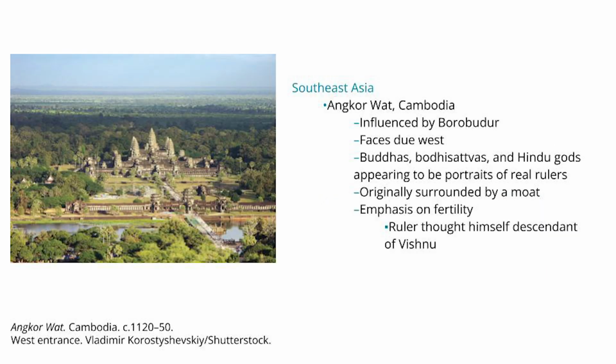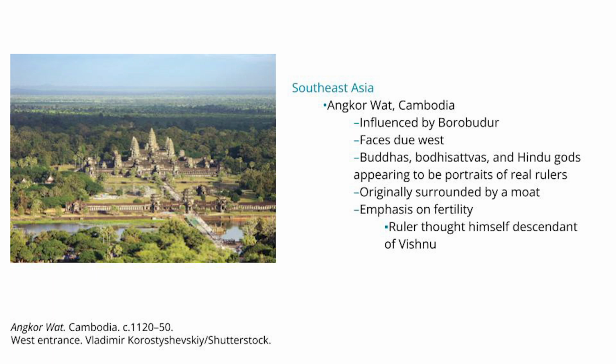Now let's talk about Angkor Wat, which is in Cambodia. This was influenced by the Borobudur, but it's a little bit different. As you can see, it's got these multiple towers instead of one large pyramid coming up to the top. It also faces due west, and Buddhas, bodhisattvas, and Hindu gods are all here, but they appear to be portraits of real human rulers. So even these Eastern cultures are not free from this political influence over religious imagery.